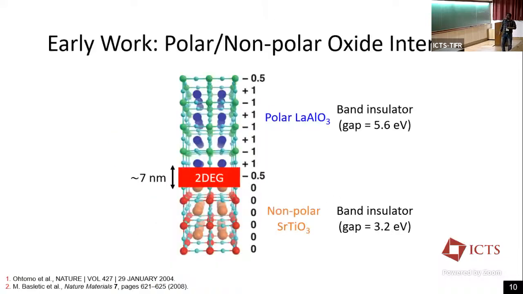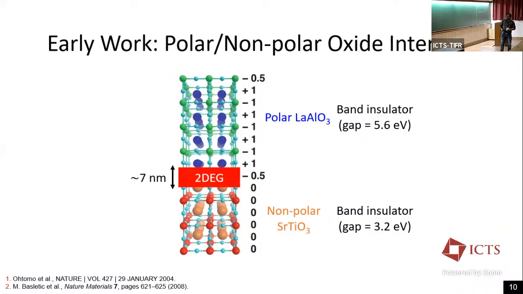Now I will actually discuss one early work. There are a lot of materials that have been studied in the last 2 decades, but the most studied system is the LVO. Okay, in fact, 2DEC was first found in LVO in 2004 by Ohtomo and Hwang, when they joined two band insulators, with very large band gaps of 5.6 eV and 3.2 eV. When you join them, they observed metallicity at the interface.